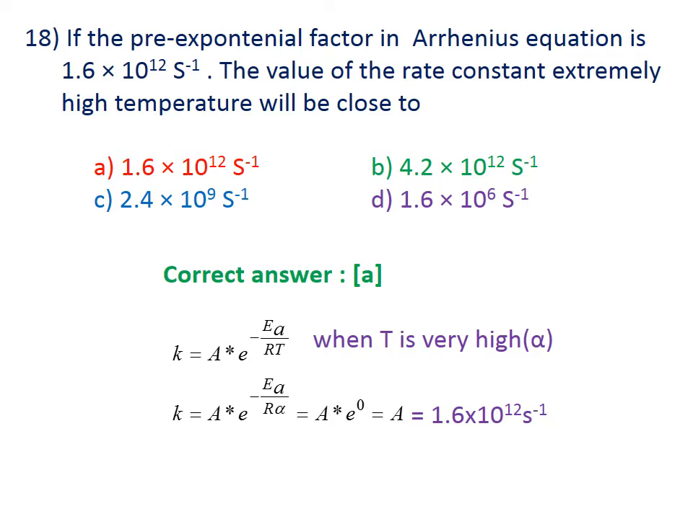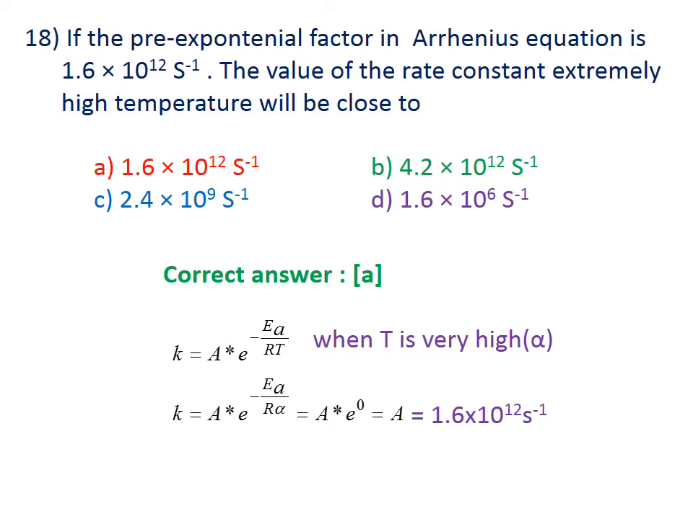You know very well from the Arrhenius equation, the rate constant K will be equal to A into e power of minus Ea by RT. When T is very high, that is equal to infinity, then Ea by RT becomes 0. Then e power 0 will be equal to 1. The rate constant K will be equal to A into e power 0, that will be equal to 1.